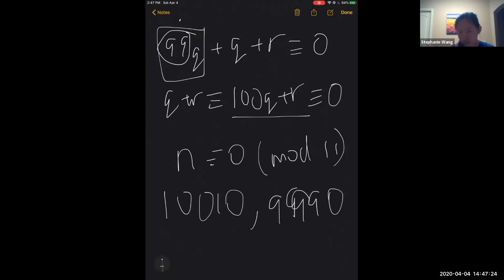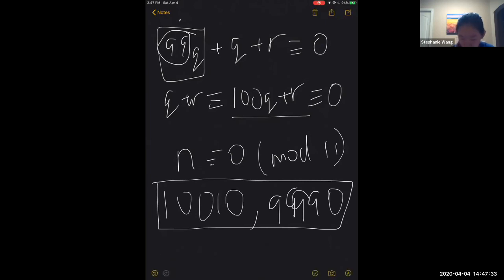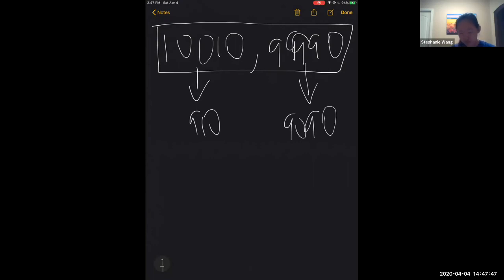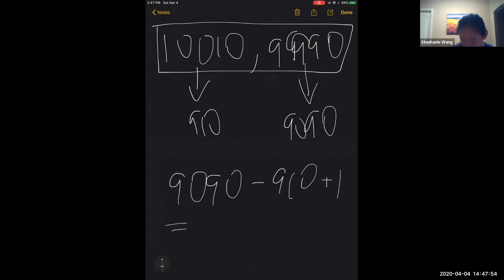99990. And in order to find the number of multiples of 11 between these two numbers, you just divide each by 11, which gives you 910, I think, and 9090. So then we just do 9090 minus 910 plus 1. This is in combinatorics. Rich should teach you this. And then this will give you 8181. So that's your answer.